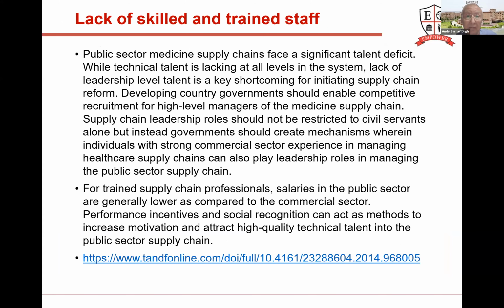Lack of skilled staff. Well, the point here is to get skilled, trained staff. And that's a problem. There are lots of reasons why we don't have trained staff. And I'm sure you are well familiar with that. We don't have the performance incentives. We don't have the salaries that we need. We don't have the structures that we need.